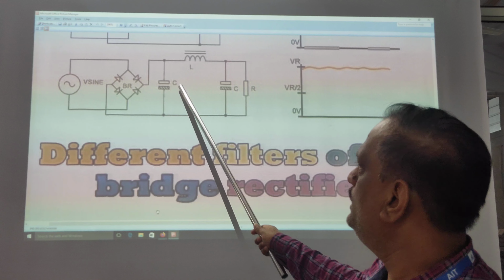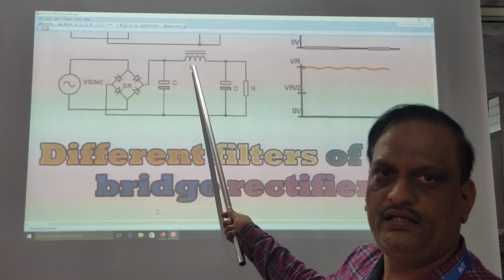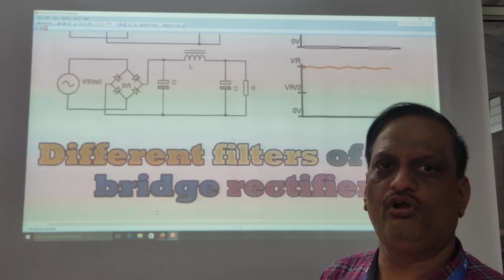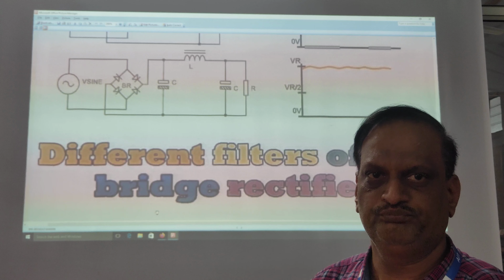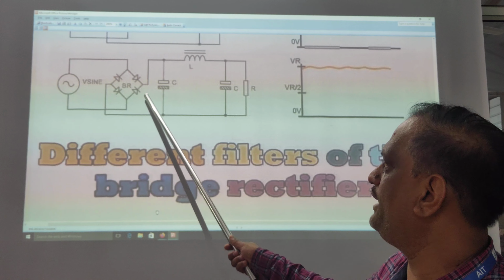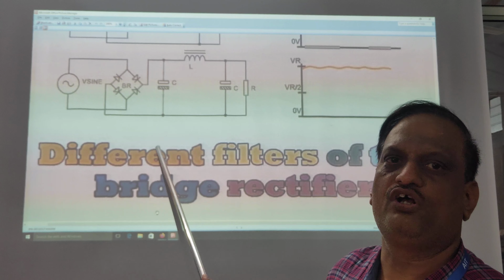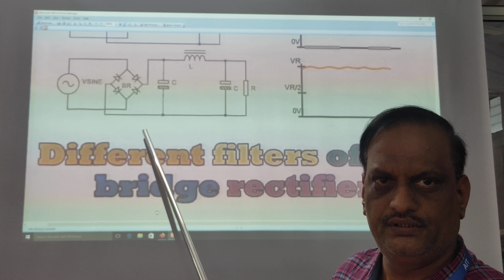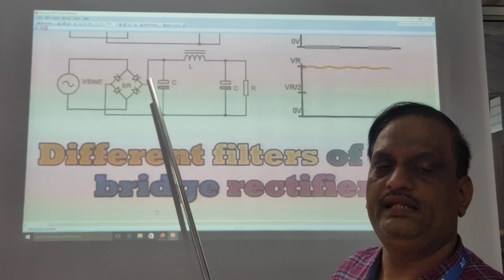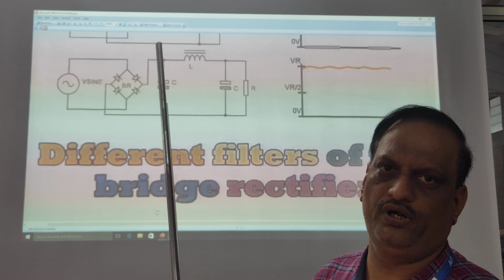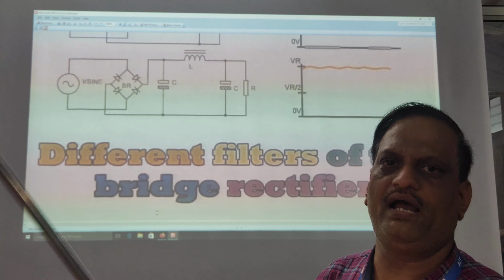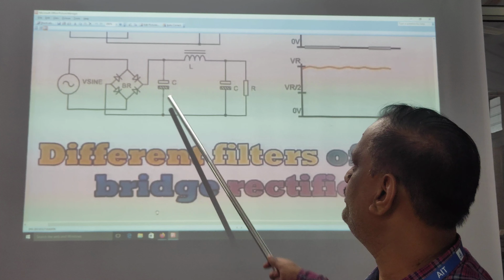So as we know, the filter capacitor and the inductor play the role of filtering the AC ripples which are present in the DC. What is the application of this rectifier circuit? It provides a constant output DC voltage. But in that output DC voltage there may be a possibility of having an AC component, and we want to remove that AC component with the help of these filters.